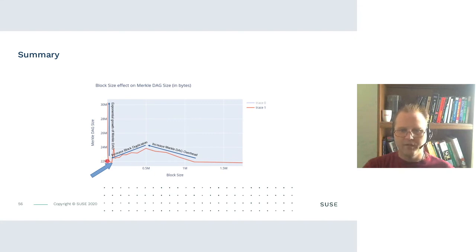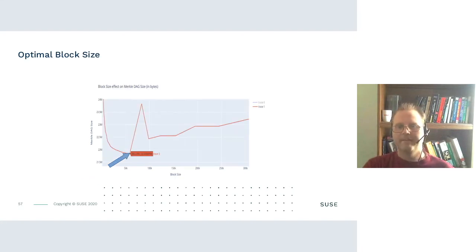The point to take note of is right there, that low point. It's before we start to feel the influence of the growth of the Merkle DAG of small blocks, and at the minimum point where we see the most duplication of blocks. The optimal block size for this simulation is about 58 kilobytes. And like I said, that's for this simulation.